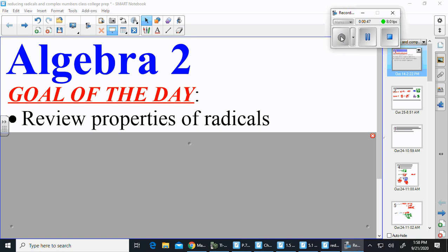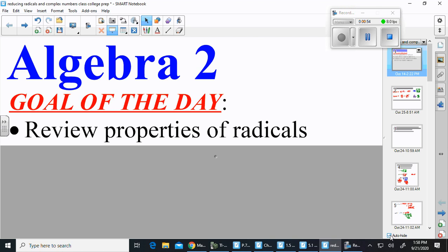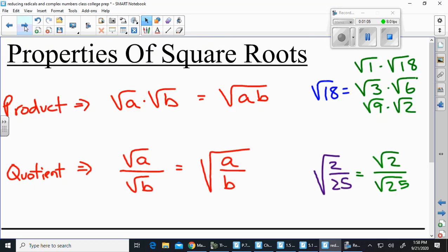So again, I'm going through this stuff now so that we have it for the rest of the year. And it's stuff that's easier for me to do probably with you online. So when we talk about reducing radicals, there are two things you want to remember with radicals.